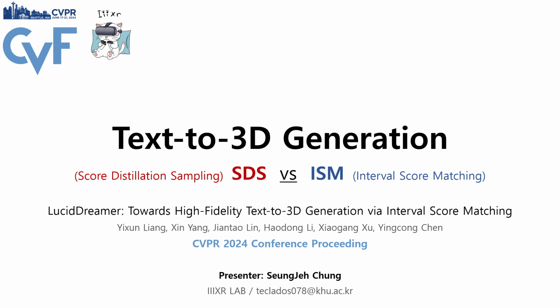Today I'll be talking about text-to-3D generation. Especially, I'll focus on the well-known method score distillation sampling, which is also called SDS, and the improved method interval score matching, which is called ISM. This presentation is based on the LucidDreamer paper published at CVPR 2024, and I've prepared it in a way that's easy to follow.